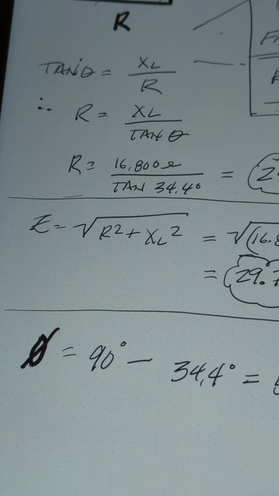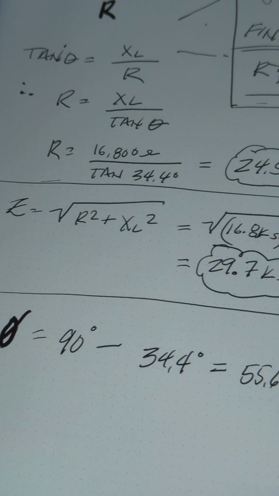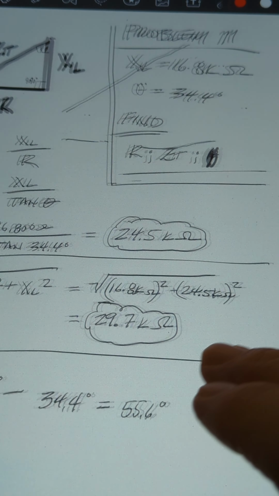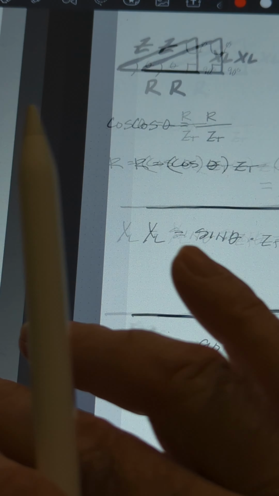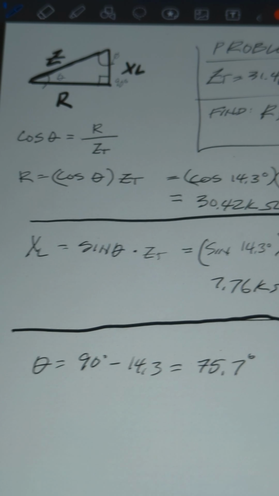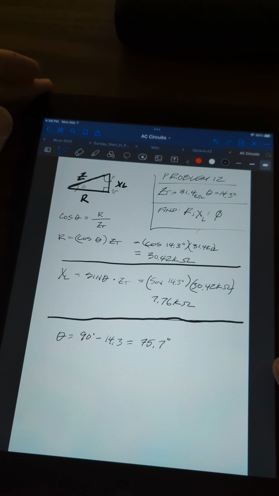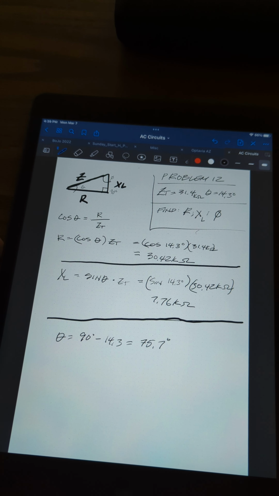And then I want to calculate the angle phi, and phi is going to be 90 degrees minus theta, which is 55.6 degrees. So that is problem number 11. So let's go to problem number 12. Again, that same triangle that's in your homework, that same problem there.